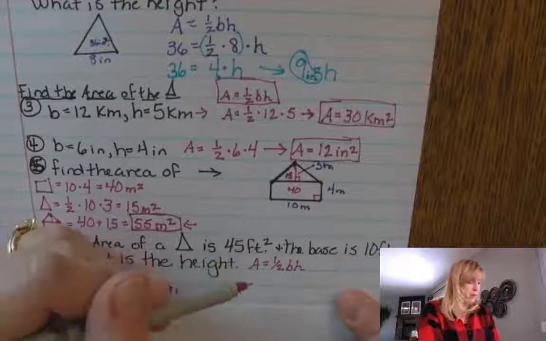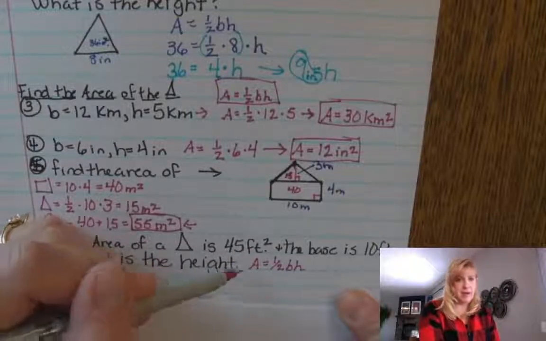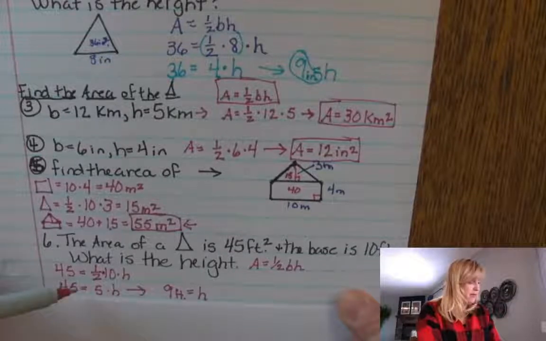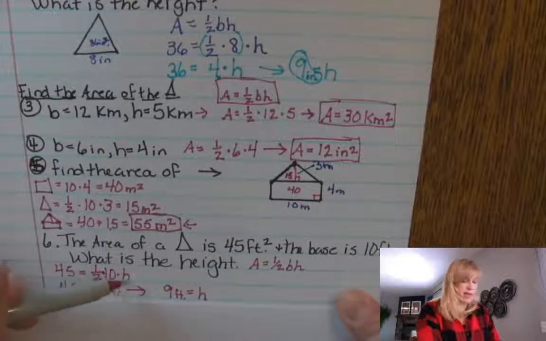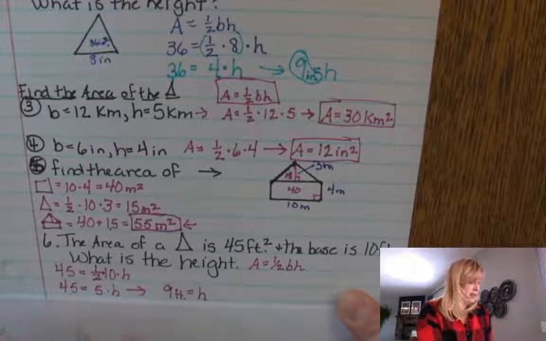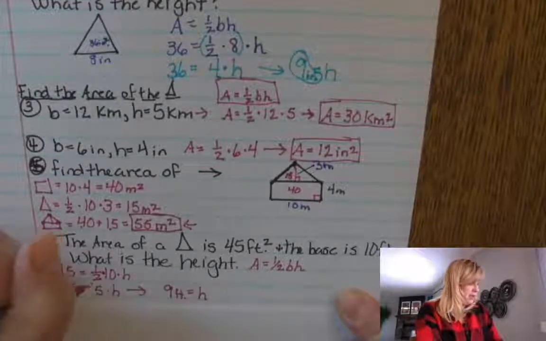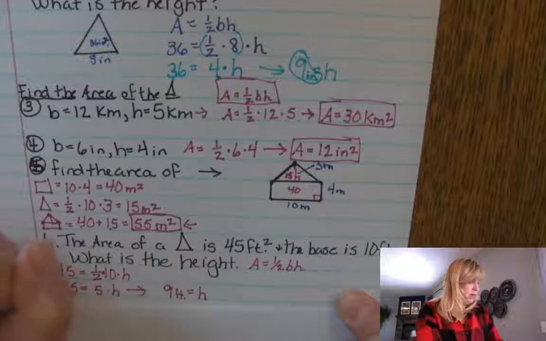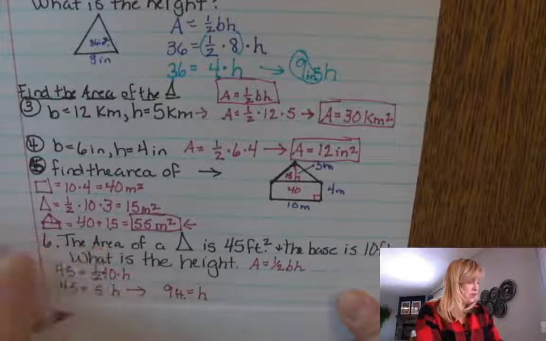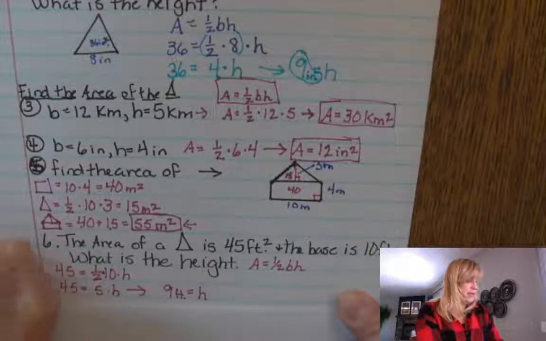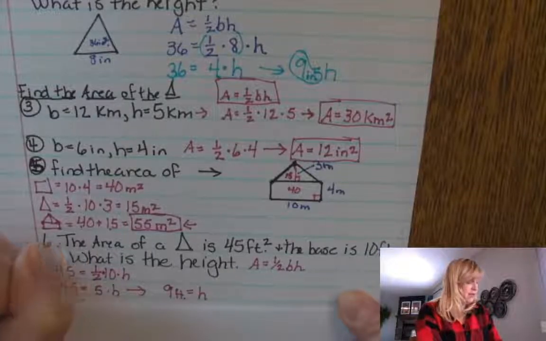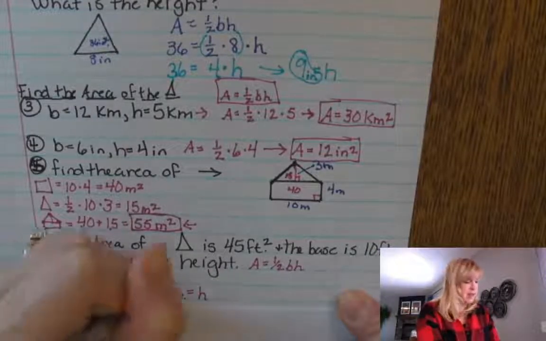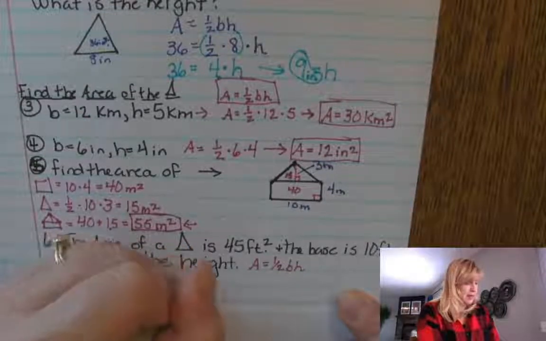Moving down to our last one. Again, I rewrote the formula. We need to commit that one to memory. So I knew that my area was 45 and that equaled 1/2 of 10 times some number, the height. And so I substituted, I multiplied those two together and I got 45 equals 5 times h. And I knew that 5 times 9 is 45, or I could divide both sides by 5. So 9 feet is what the height equals right there.